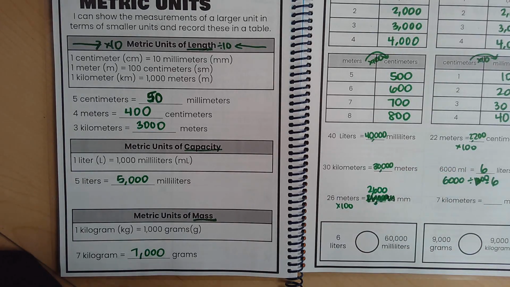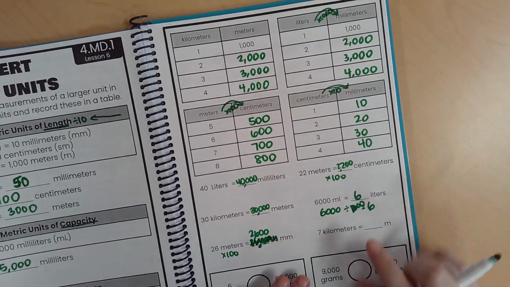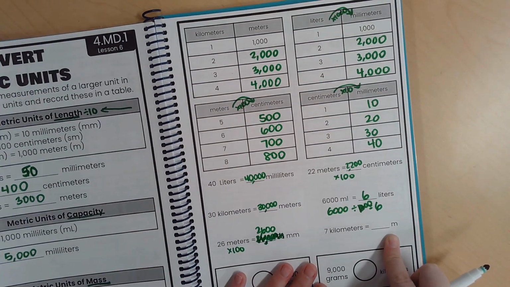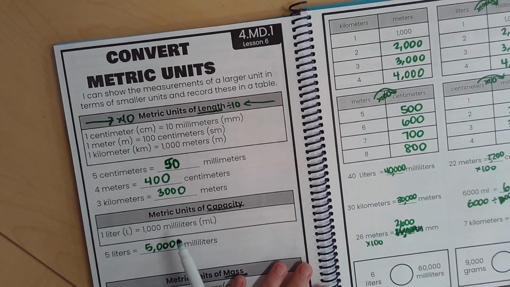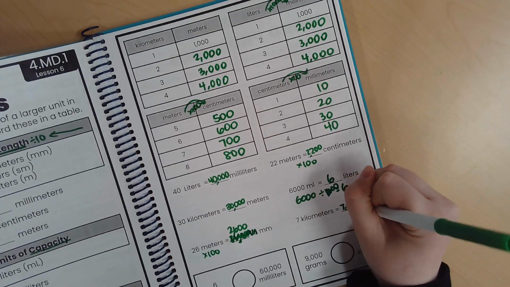2,600, right? Okay. And then if we're going from kilometers to meters, if we look over here, kilometers to meters, it's times 1,000. So 7 times 1,000 would be 7,000.